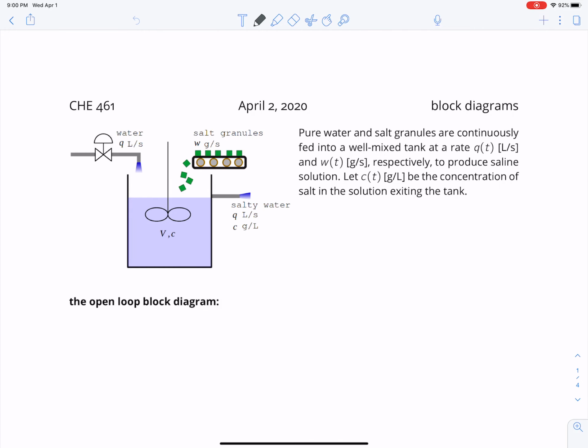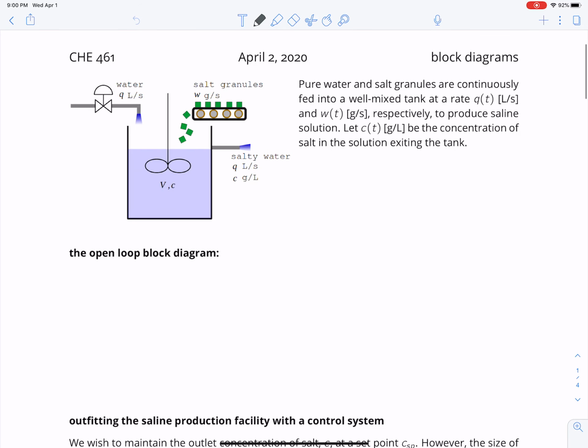Okay, the purpose of this lecture is to analyze the block diagrams associated with both feedback and feed-forward control systems. So let's start with writing the open loop block diagram for our saline production facility. The open loop block diagram is just the bare process without any control system involved. And it's sort of what nature gives us.